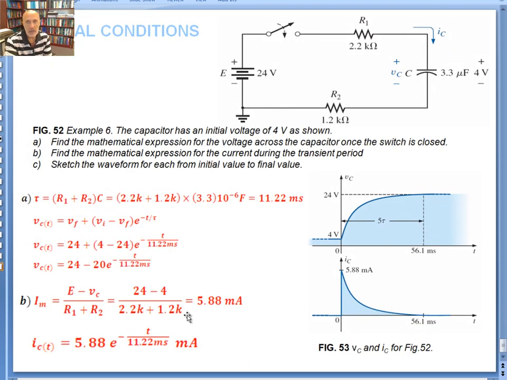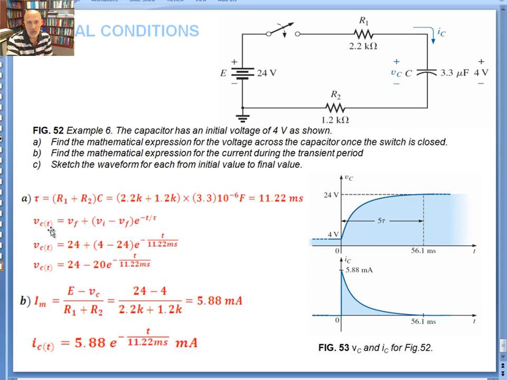Let's look at an example. Say the capacitor has an initial voltage of 4 volts. Again, it's indicated here that when they say plus or minus 4 volts on the cap, that means you have an initial voltage of 4 volts. It says find the mathematical expression for the voltage across the capacitor once the switch is closed. When the switch is closed, the cap is going to charge up through the 2.2 K and 1.2 K. So the time constant would be 1.2 plus 2.2 K times the cap, which is 3.3. If you calculate that, it gives you 11.22 milliseconds.